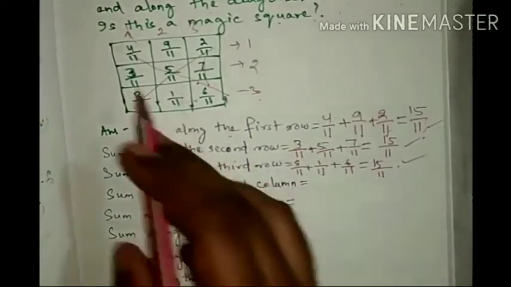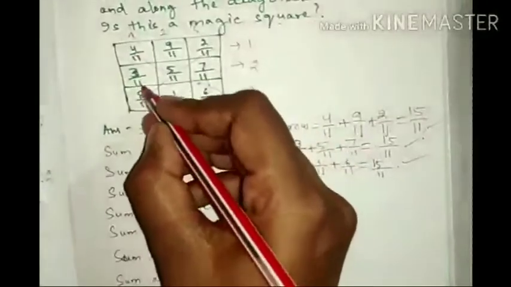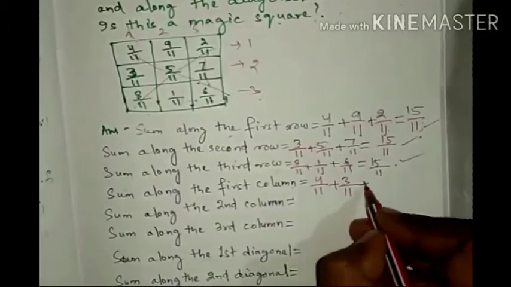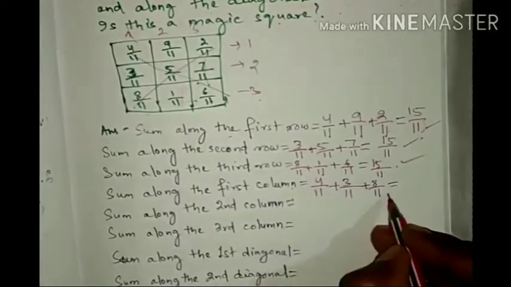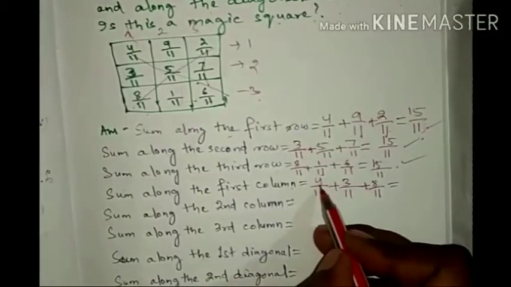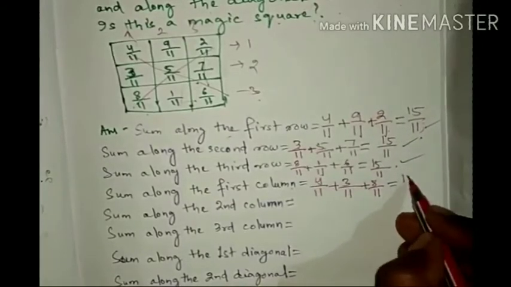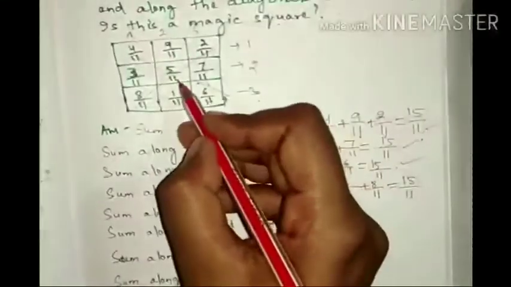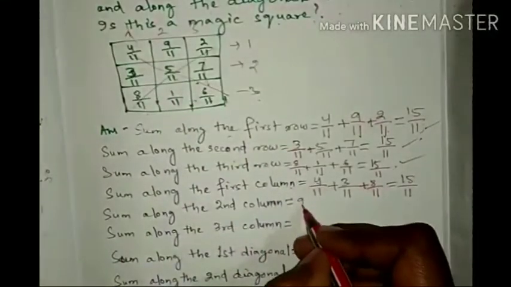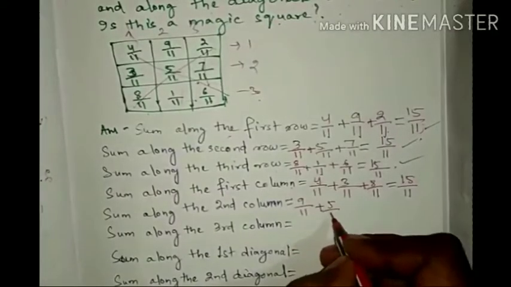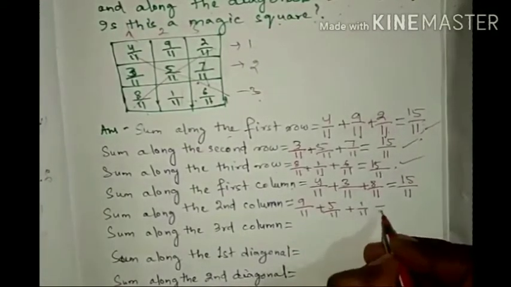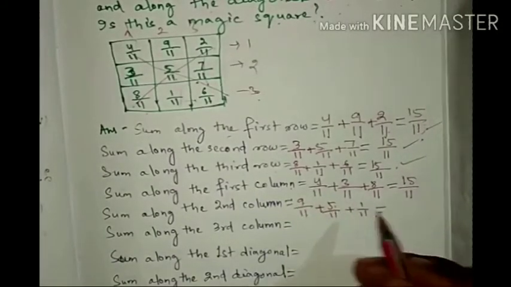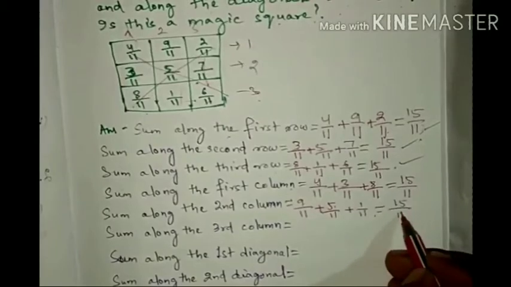So the sum along the first column. The first column is 4 by 11, 3 by 11, 8 by 11. Like fractions, so add the numerators: 4 plus 3 is 7, 7 plus 8 is 15. 15 by 11. Next we'll check the second column: 9 by 11, 5 by 11, 1 by 11. 9 plus 5 is 14, 14 plus 1 is 15. 15 by 11.